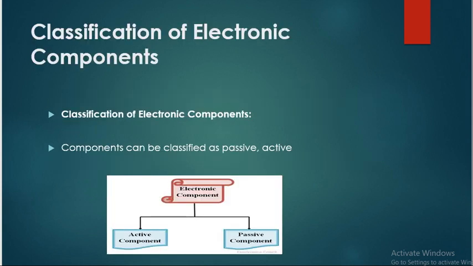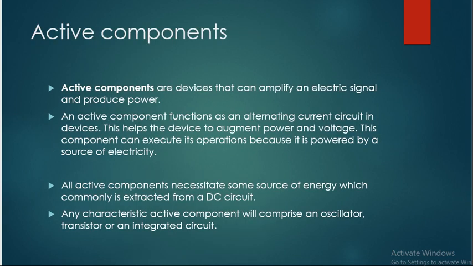Next is the classification of electronic components. How can we classify them? We can classify them into two different categories. These two categories are passive and active. We have to study in detail what is a passive component, what is an active component, what is the definition of passive and active component, and what is the differentiation between these two components. So let's start with the active components.